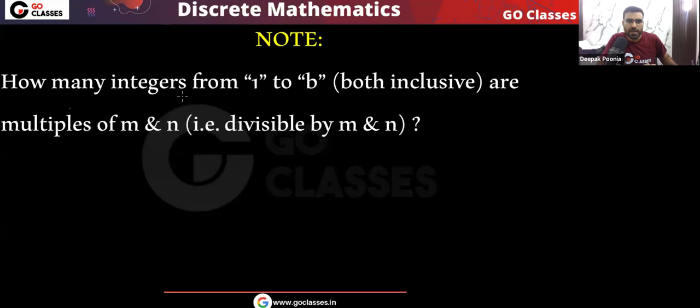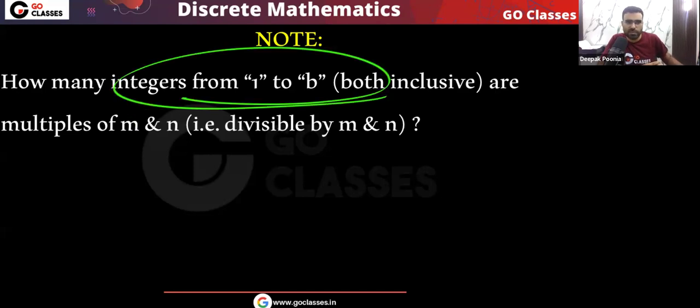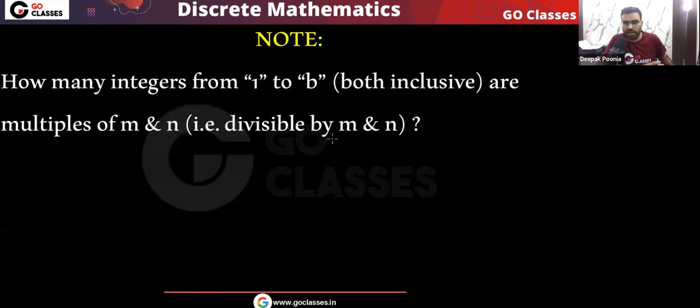Let's see another note. How many integers from 1 to b, both inclusive? We have to consider both 1 comma b as well. How many integers from 1 to b are multiples of m and n? That means those integers which are multiples of m as well as multiples of n, or I can say those integers which are divisible by m as well as divisible by n.